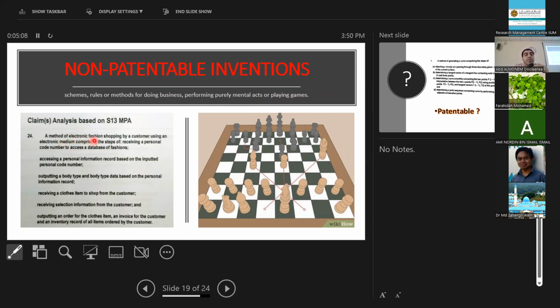For example, a method of electronic fashion shopping by a customer using an electronic medium comprising the steps of receiving a personal code number to access a database of fashions, accessing a personal information record based on the input personal code number, outputting a body type data based on the personal information record, receiving cloth item to shop from the customer, receiving selection information from the customer, and outputting an order for the cloth item and invoice for the customer and an inventory record of all items ordered by the customer. You see, it's a method of doing business, a method of doing sale or online sale and so on. The method here cannot be patented.